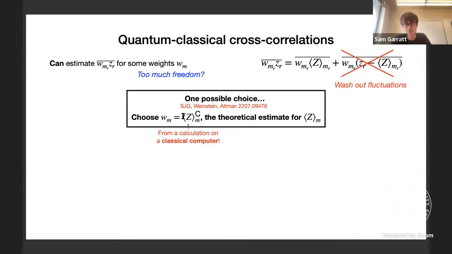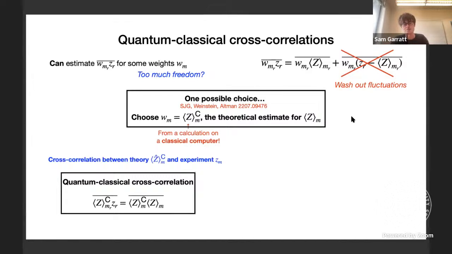So C here indicates that this number is coming from some calculation on a classical computer, and C can stand for any calculation on a classical computer of your choosing here. But the point is that if you take this ZCMR and you multiply it by the observed outcome, what you have is a cross correlation between your classical simulation on your computer and your quantum simulation through the measurement outcomes DR. So when we perform this average, we successfully wash out fluctuations. We're left with this cross correlation.